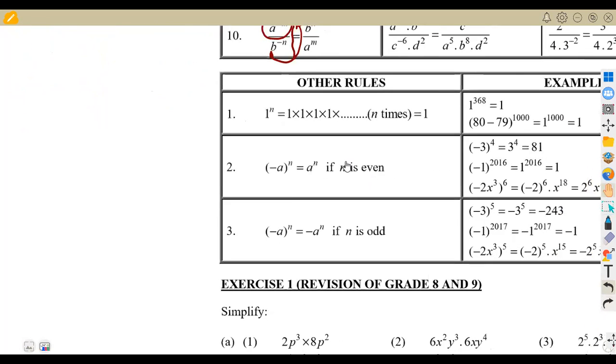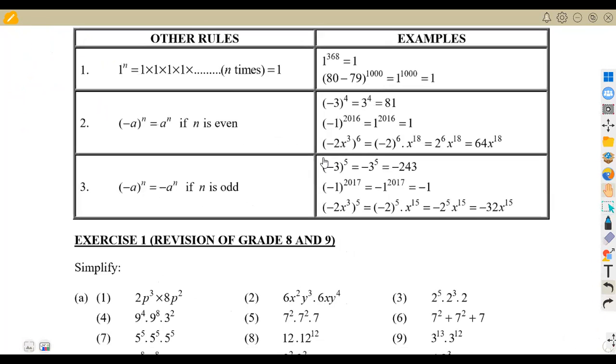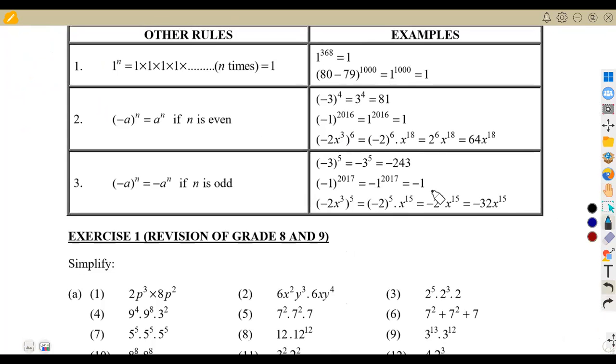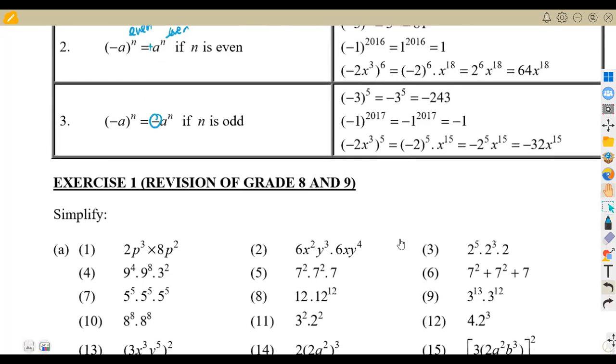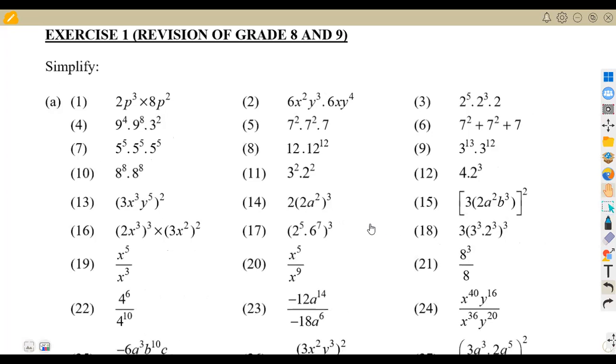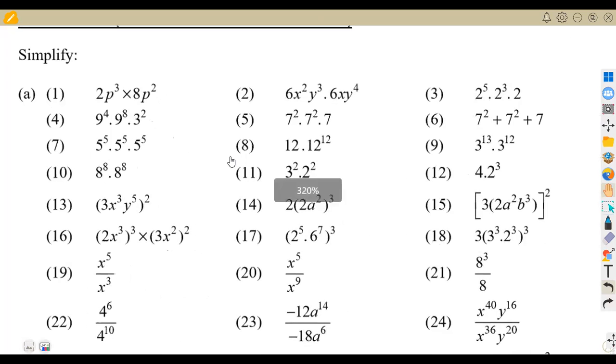Also, I explained about these other rules that we can apply on our introduction of a number being raised to a negative n, a negative number to the exponent of n. I said if this is an even number, we are going to have our answer as a positive raised to that even number. If it is an odd number, we are going to have our answer as a negative. So make sure that you watch the video on the introduction so that you can understand what I explained. Now we are going to have our simplification of these questions that we are given.